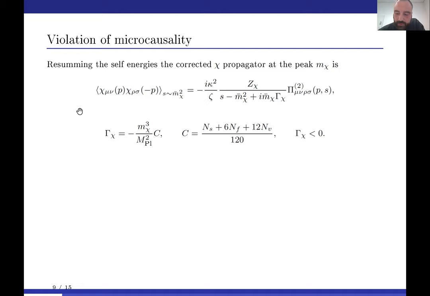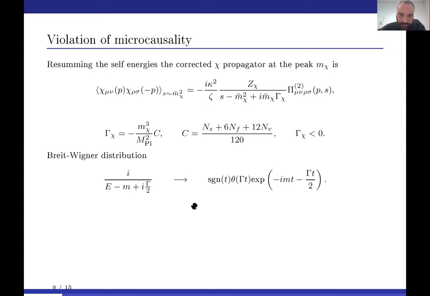If you consider this propagator as a distribution of the Breit-Wigner type, and you perform the Fourier anti-transform, you get this distribution, and you see that gamma is inside the argument of theta, so if gamma is negative, theta picks the future instead of the past in the convolution.